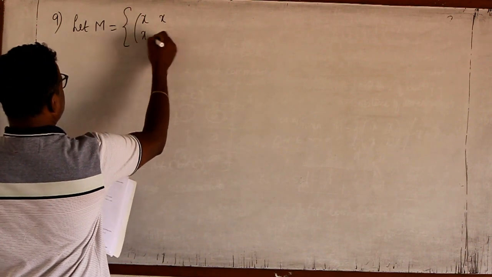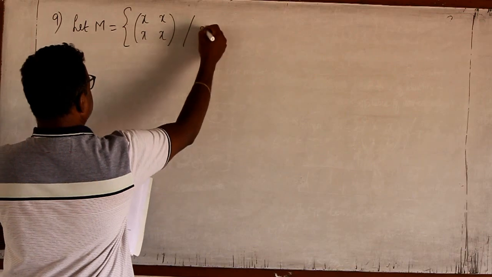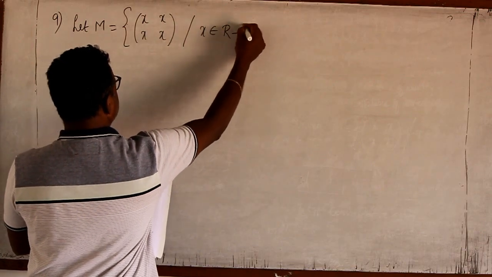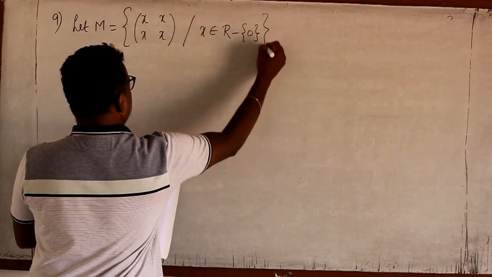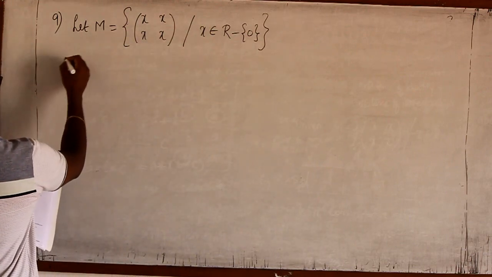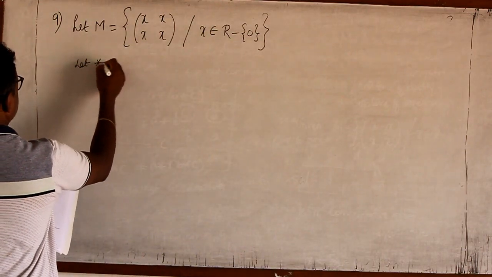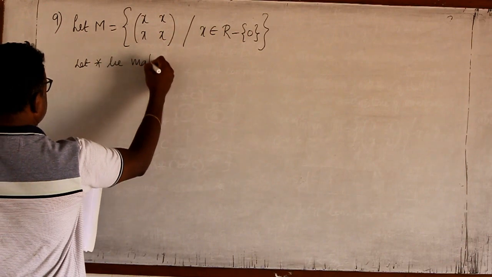X, X, X, X, such that X belongs to real numbers except 0. Let star be matrix multiplication.